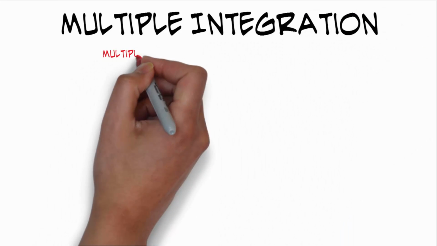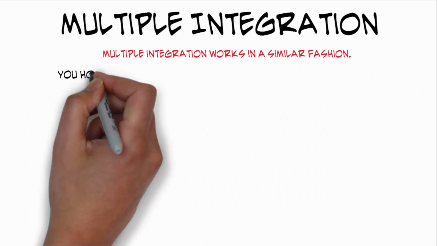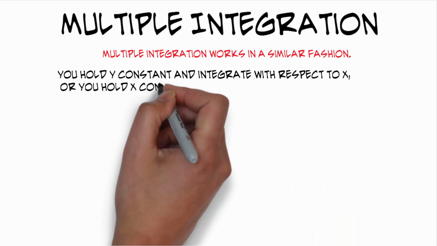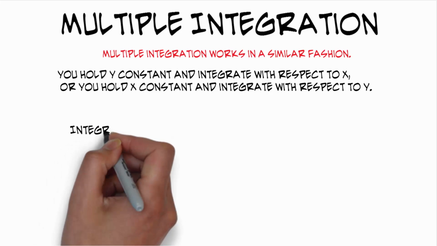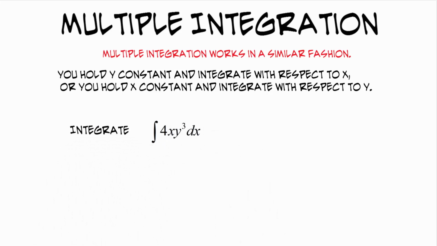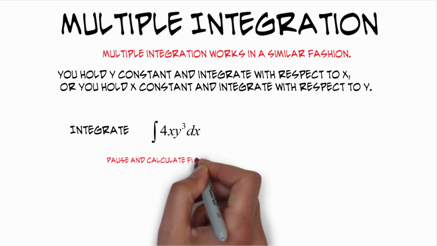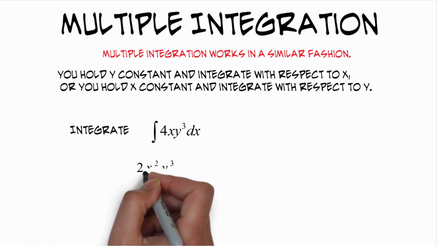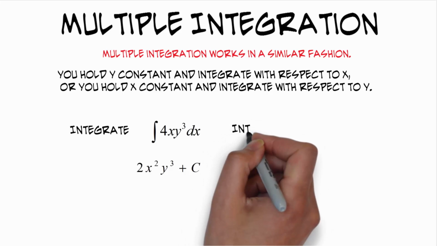Multiple integration works in a similar fashion. You hold y constant and integrate with respect to x, or you hold x constant and integrate with respect to y. Integrate the integral of 4x times y cubed dx. This is the integral with respect to x. We should get 2 times x squared y cubed plus c, where c is an arbitrary constant of integration.